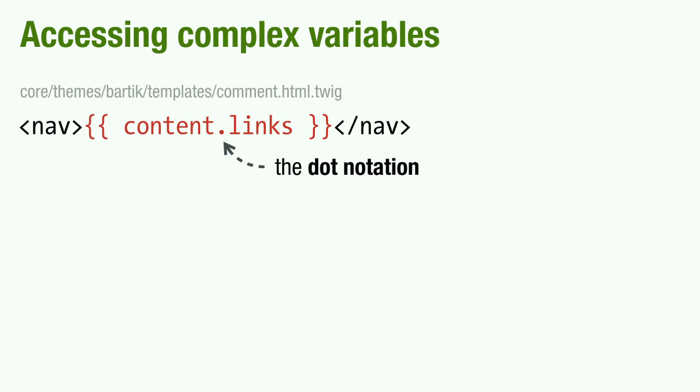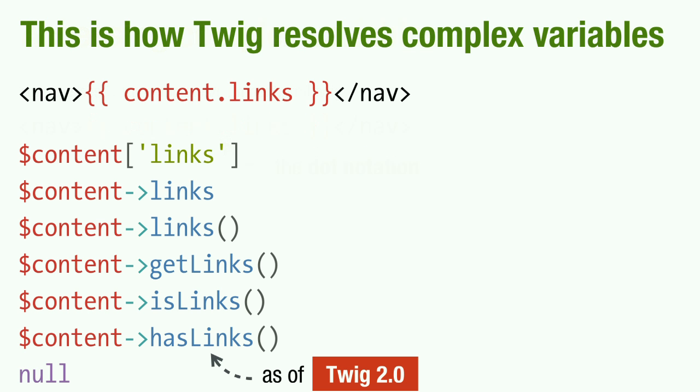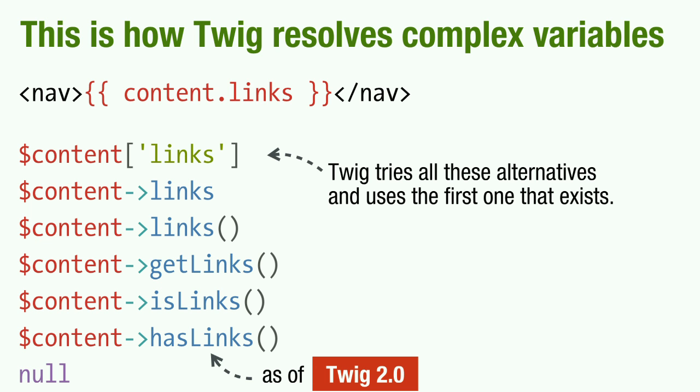but it's also the slowest part of Twig, actually. So content.links can mean a lot of different things. It can be the links item for content, if content is an array or extends array access. It can be the links property on the content object, or the links method, or the get links, is links, or has links method. So that's a lot, right? And by the way, the last one is only available as of Twig 2.0. So this is how we actually resolve the dot notation.